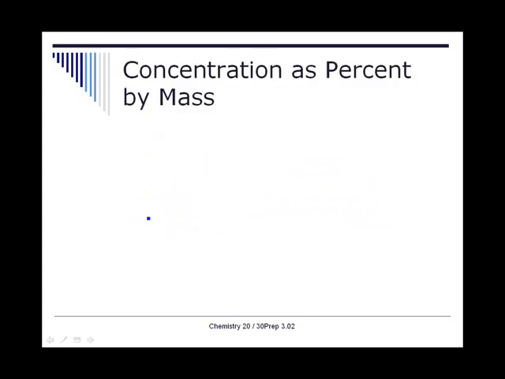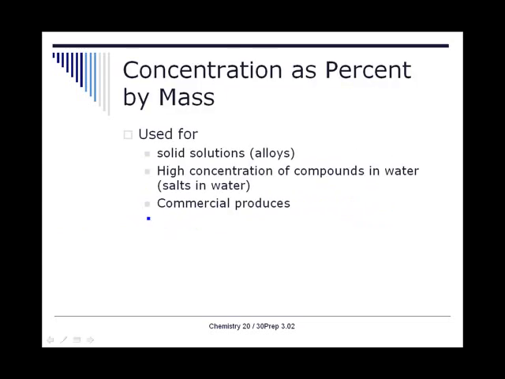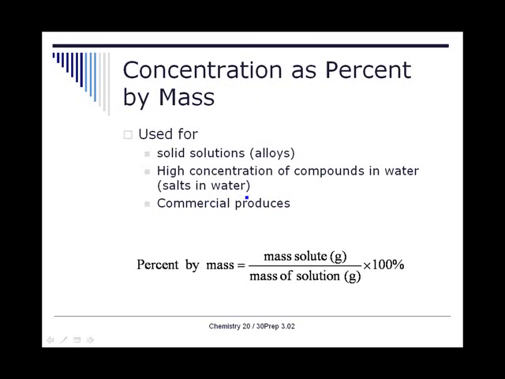So we'll start by talking about percent by mass. It's used for solid solutions. So for alloys, you'll see concentration as percent by mass. It's also used for high concentrations of compounds in water, salts and water, and also in commercial products. In terms of the formula, the quantity of solute is going to be measured as mass in grams, and it's important that you get the units right. It's going to be grams of solute over grams of solution. Remember, solution is actually the mass of solute plus the mass of solvent.